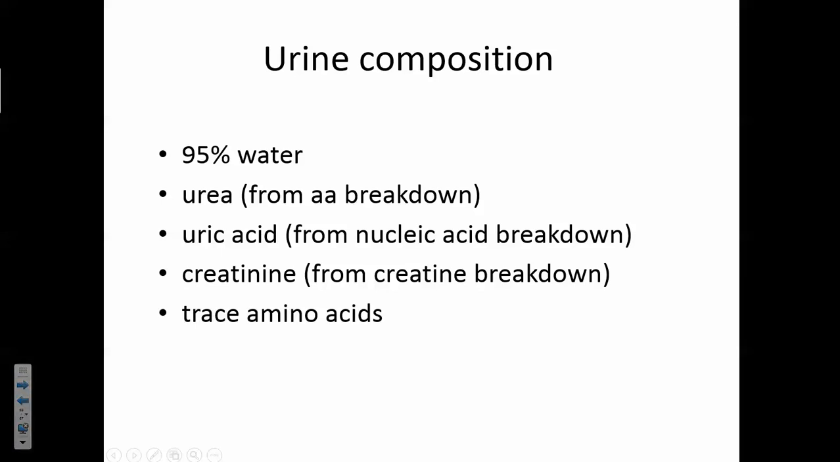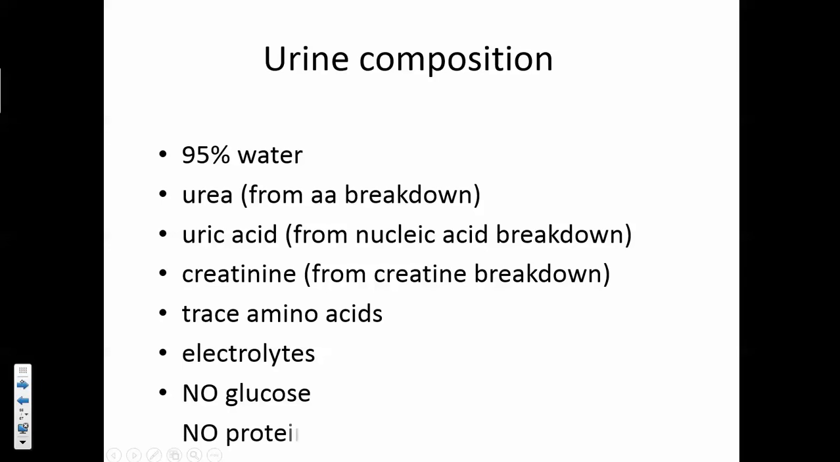You may have some trace amounts of amino acids, and then you're going to have various electrolytes that you had in excess in your blood that you can get rid of. And what you don't see under normal conditions is glucose, because you have enough active transport carrier proteins for glucose. And what you typically don't see is protein, because any little proteins that got filtered are reabsorbed through pinocytosis. If you see protein in the urine, that's an indication of either you just ate a super high protein meal. A lot of people now are on these real high protein diets.